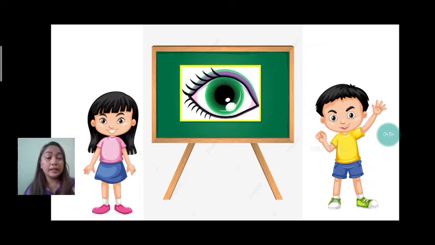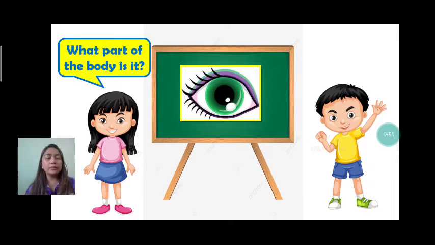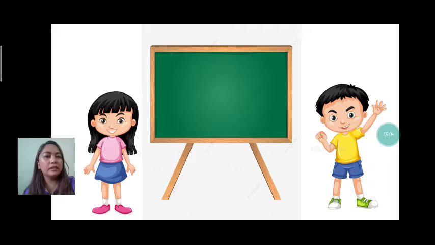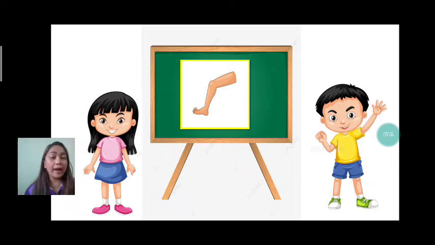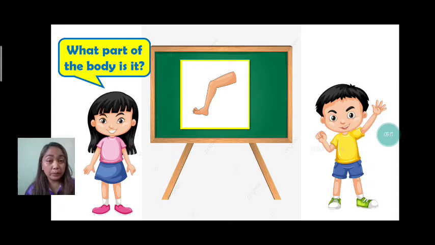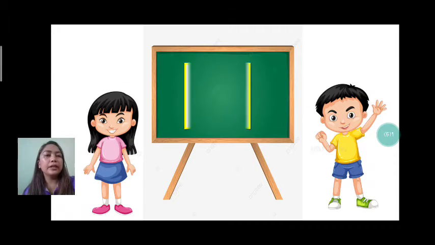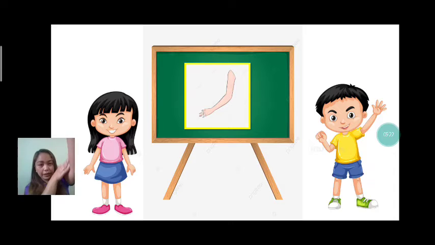Good. Next. Eye. What part of the body is it? Answer? It's an eye. Good job. Next we have, very good, leg. What part of the body is it? It's a leg. Next.